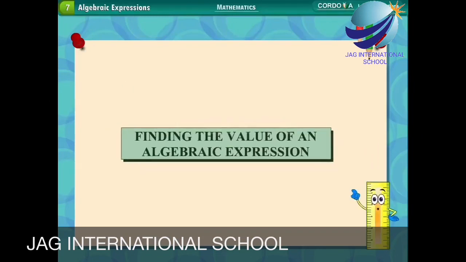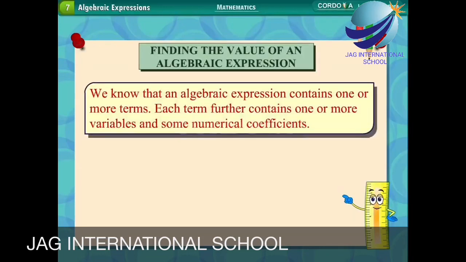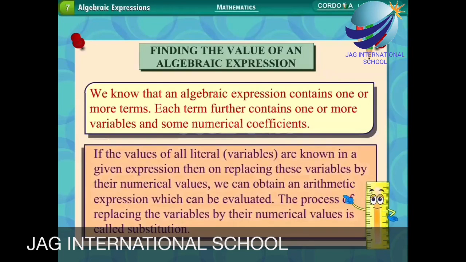Finding the value of an algebraic expression. We know that an algebraic expression contains one or more terms. Each term further contains one or more variables and some numerical coefficients. If the values of all literal variables are known in a given expression, then, on replacing these variables by their numerical values, we can obtain an arithmetic expression which can be evaluated. The process of replacing the variables by their numerical values is called substitution.